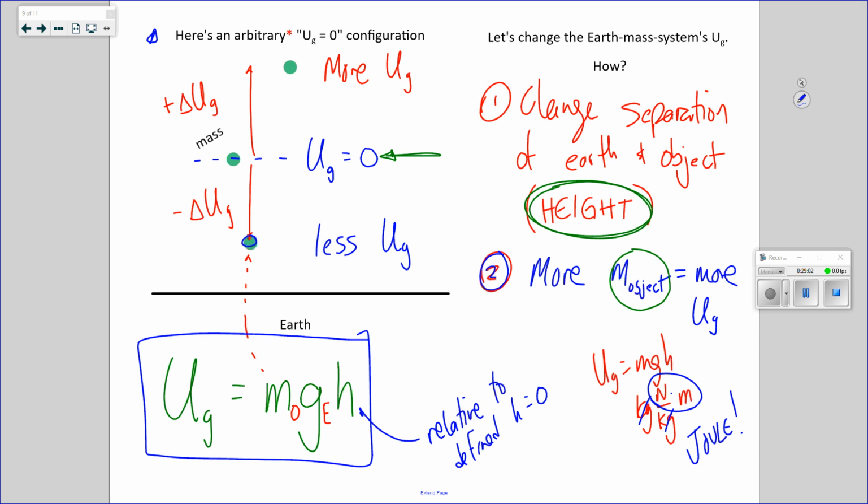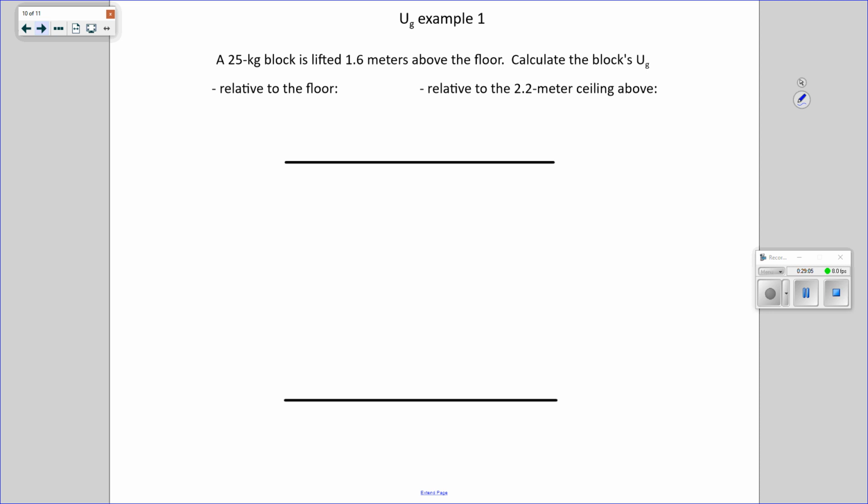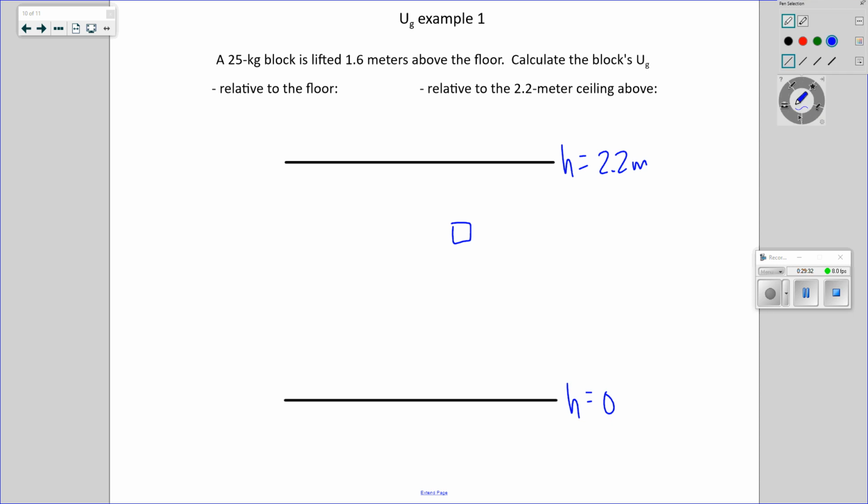Okay. Now, here's an example. A block is lifted above the floor. So I guess the ceiling we're saying is, now let's call this height 0. This is height 2.2 meters. The block is here, 1.6 meters above the floor. I'm going to change this. Whoops. Watch. I'm just going to label dimensions. This is 2.2 meters. This is 1.6 meters.